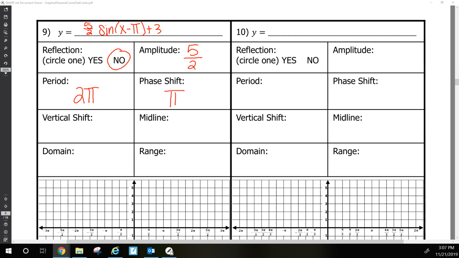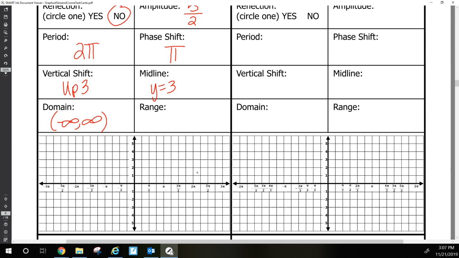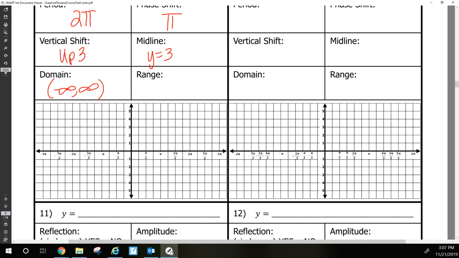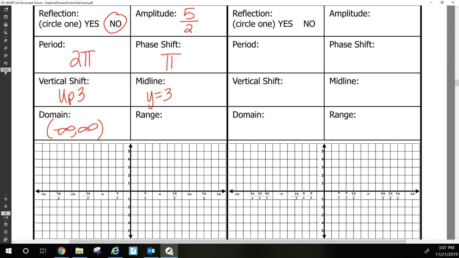We do have a vertical shift for this one, up 3, which means our midline is y equals 3. Our domain for all sine and cosines is negative infinity to positive infinity. And we'll figure out our range in just a second. All right, so now we have everything to graph it. Our midline is at 3. That would be right here.